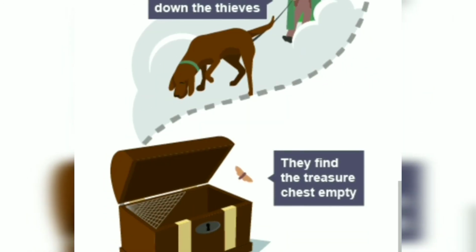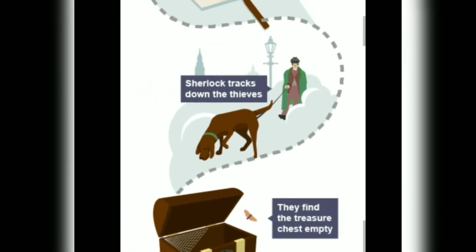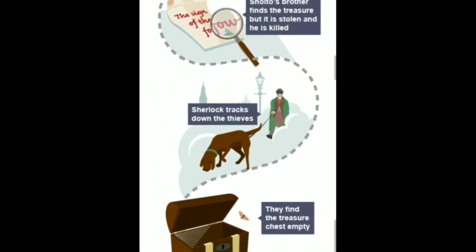And lastly, Mary Morstan is left without the bulk of the Agra treasure. And we see John Watson falls in love with Mary Morstan, and it is revealed at the end that he proposed to her and she has accepted. That's the whole story of the novel, The Sign of the Four.